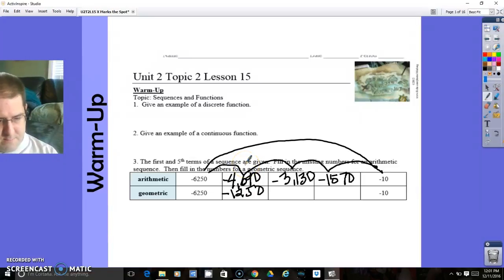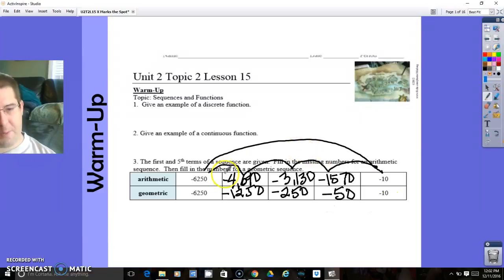Divide that by 5 again. So divide by 5, because that's times 1/5, or times 0.2. That's going to give you negative 250. Divide by 5 again is going to give you negative 50. Divide by 5 again gives you negative 10.